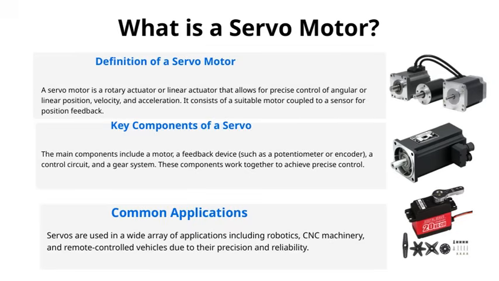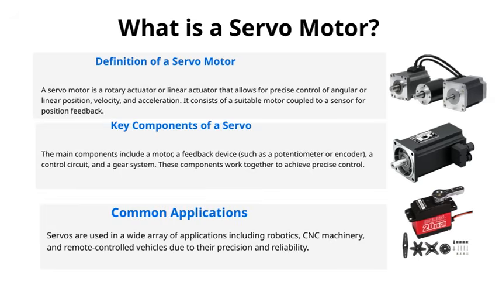A servo motor is essentially a type of rotary or linear actuator that provides highly precise control over position, whether that's angular or linear. It's designed to accurately control how fast it moves and how far it goes, which is crucial in many applications. At its core, a servo combines a motor with a sensor that constantly feeds back information about its position, allowing for real-time adjustments.